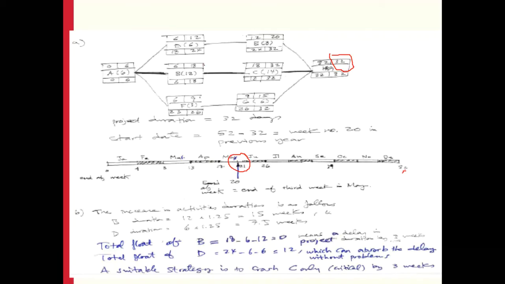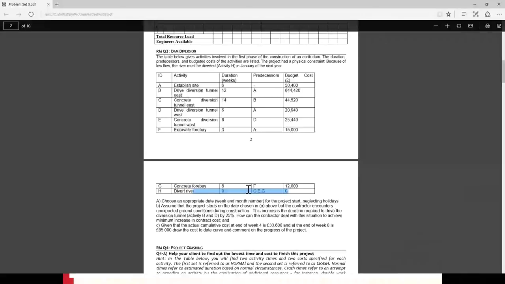The other question asked was, so let me open the question again. Assume that the project starts on the date chosen in the above, but the contractor encounters unexpected ground conditions during construction. This results in an increase in the duration required to drive the diversion tunnel, which is activity B and D, by 25%. So how can the contractor deal with this situation?